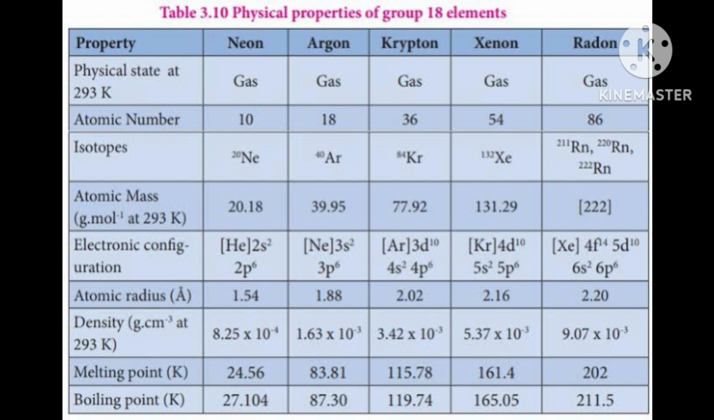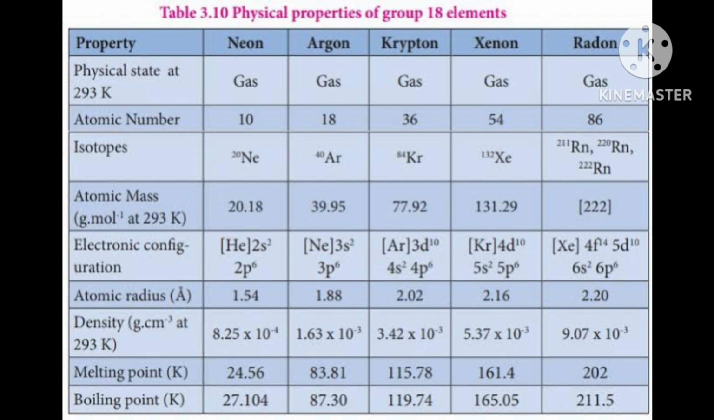Now, melting point for helium is not given. And for neon it is 24.6 Kelvin. All are in Kelvin. 24.6 Kelvin, it is very less. And argon is more, 83.8. And krypton is further more, 115.9. And xenon is further more, 161.3 Kelvin. And radon is further more, 202, because size is increasing.